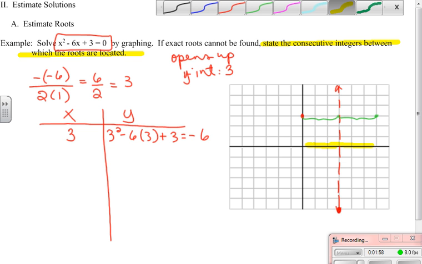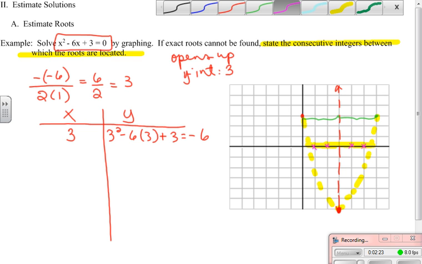So right now, I already know that my solutions are going to be somewhere in this range, so somewhere between 0 and 6. I have to find my value there. So I'm going to start checking off these points to see where my parabola goes, so I get as accurate of a graph as I can.